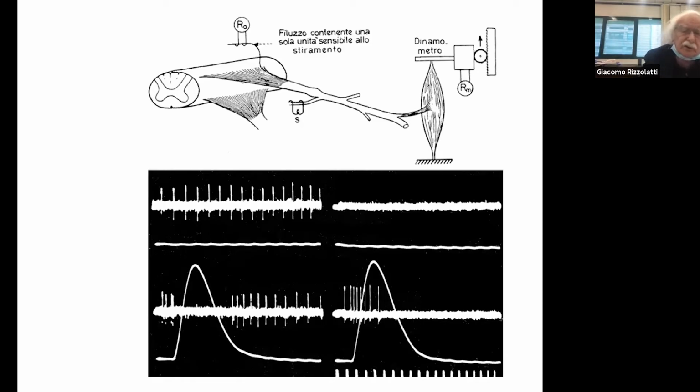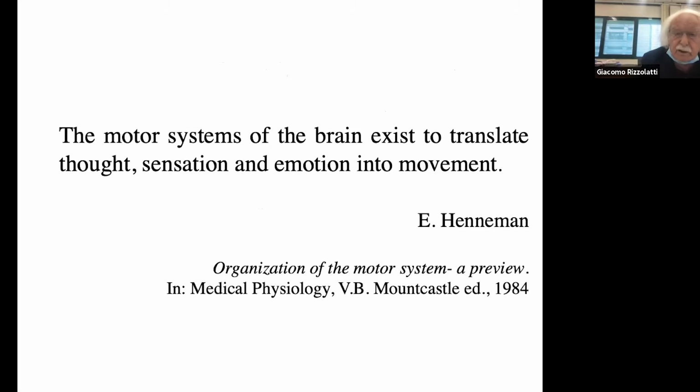The motor cortex traditionally was considered something which produces movement. Here is the classical definition that I took from the book of Mountcastle, a classical physiology book. And Henneman wrote, the motor system of the brain exists to translate thought, sensation, and emotion into movement. So the idea is that the motor system is not involved in any higher function. No thought, no sensation, no emotion, but only in the production of movement. As you will see in a moment, that's not completely true.